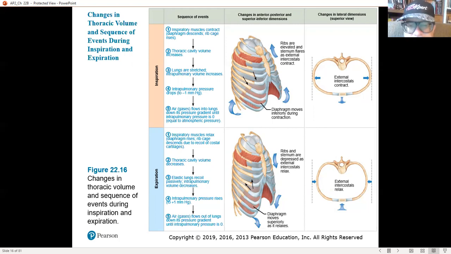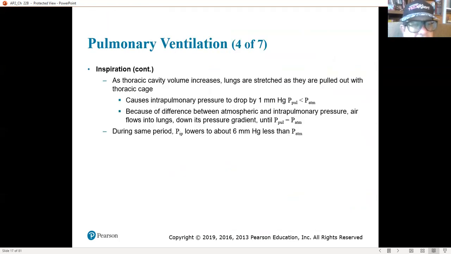Then the opposite can happen. When the diaphragm relaxes, when the ribs relax, the intercostals moving the ribs relax, everything returns to its narrower, its smaller volume. Smaller volume, higher pressure, air exhaled. All right, so we got that.